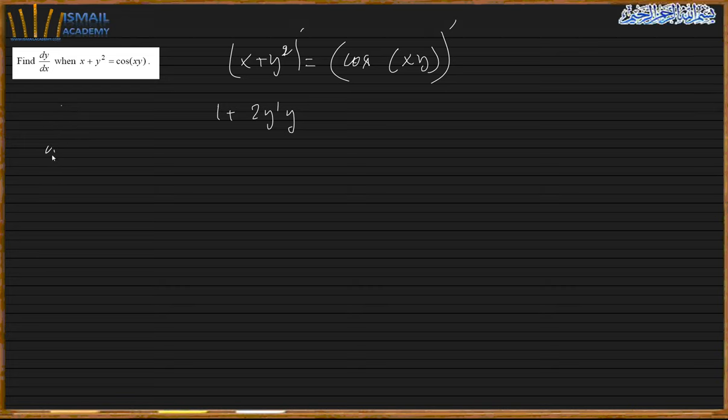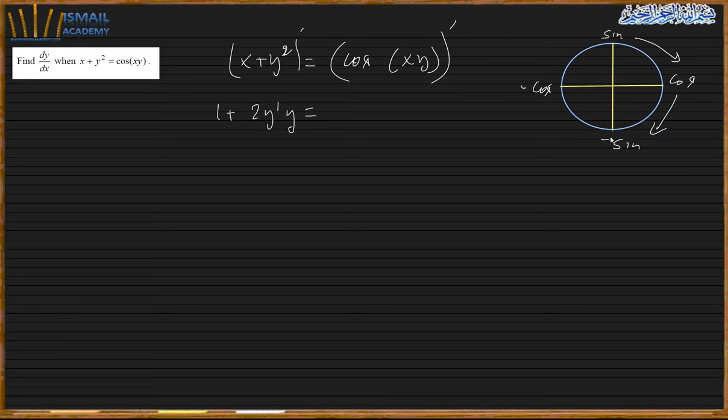Alright, here I take the derivative. This is the chain rule for cosine. So we know the derivative of cosine is negative sine. Just to remind you, this is sine, cosine, negative sine, negative cosine. So the derivative of sine is cosine, the derivative of cosine is negative sine, the derivative of negative sine is negative cosine, and the derivative of negative cosine is sine. This is the derivative.